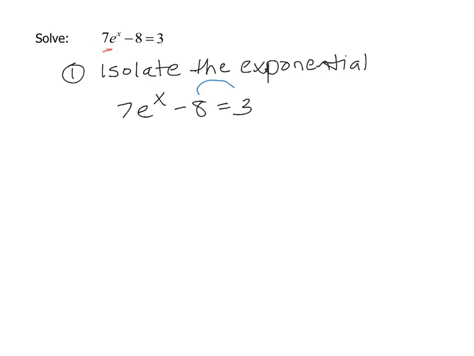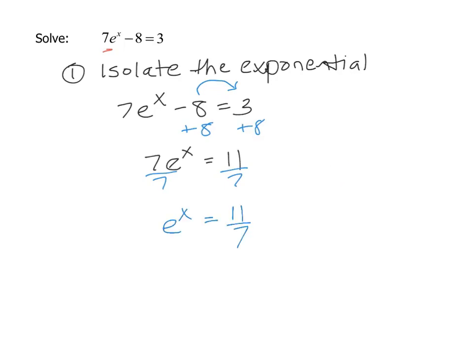Let's do one more of those. This time we're trying to solve 7e to the x minus 8 equals 3. This one's a little bit more complicated because we don't just have an exponential equals a number. We have this minus 8 and equals 3. So the first thing we're going to do is isolate the exponential. Just like we got x on one side with nothing else, we're going to get the exponential on one side with nothing else. So I'm going to add 8 to both sides. So I have 7e to the x equals 11. Then I divide by 7 to get e to the x all by itself, so e to the x is 11/7.